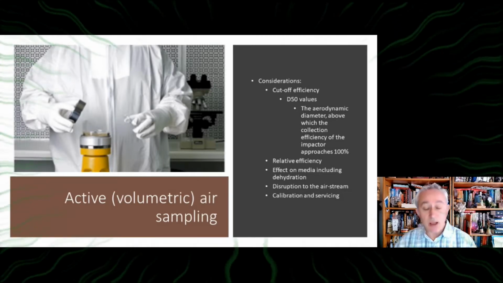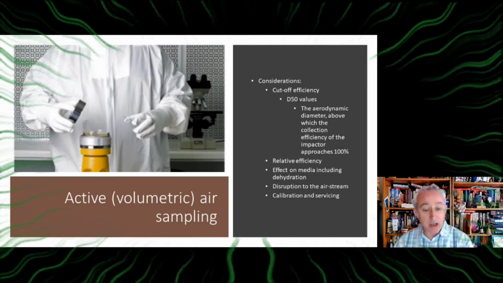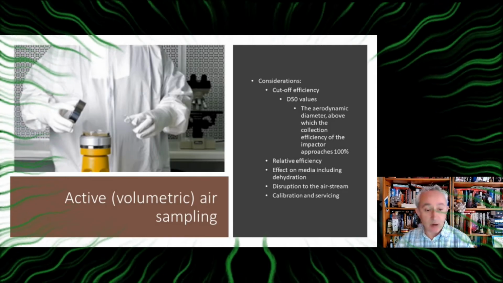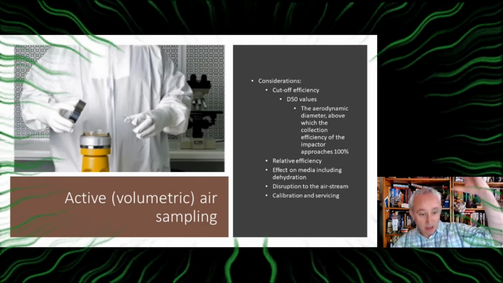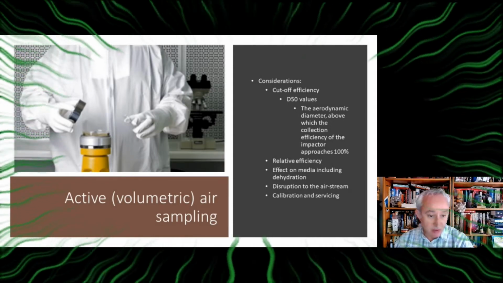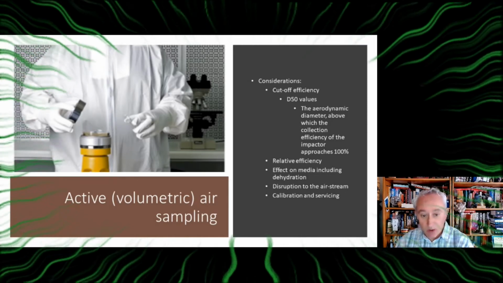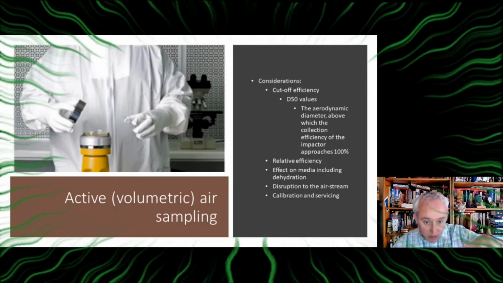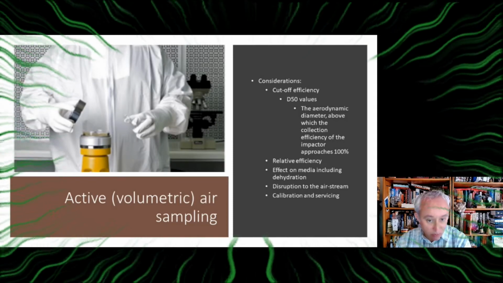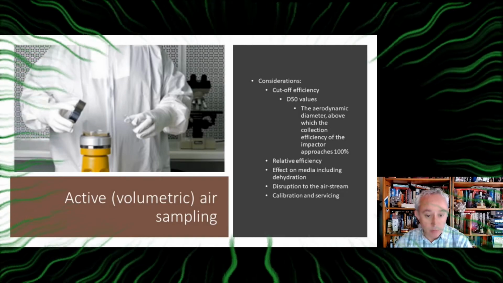So let's have a look at active or volumetric air sampling. The first thing to get across is that there are different types of air samplers. So there are, for example, impaction air samplers, where the air comes down and strikes an agar plate with force, and the idea is that the microorganisms then adhere to the agar. There are also centrifugal samplers, where the air is brought in and spun round at a very fast rate to create centrifugal force, and the idea here is that the microorganisms are flung out to attach onto agar. And there are other models as well.